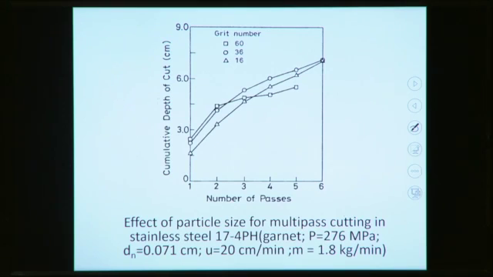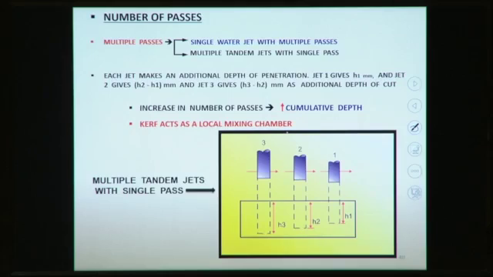Okay. So the third time, when you are using this third pass, whatever machining cavity was generated in the second pass acts as a mixing chamber. That's why, with the increase in the number of passes, the cumulative depth of cut also increases.